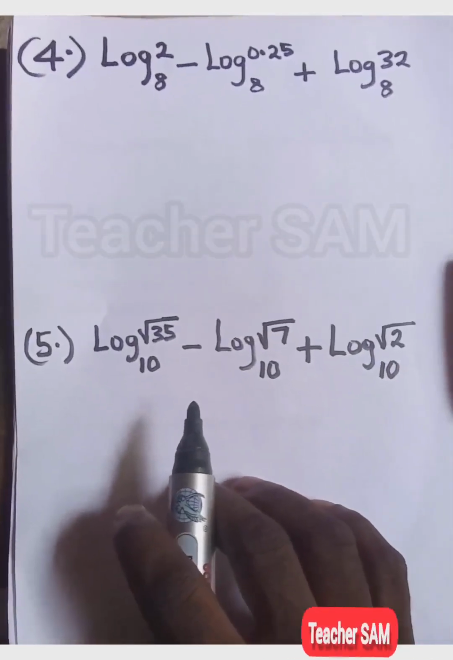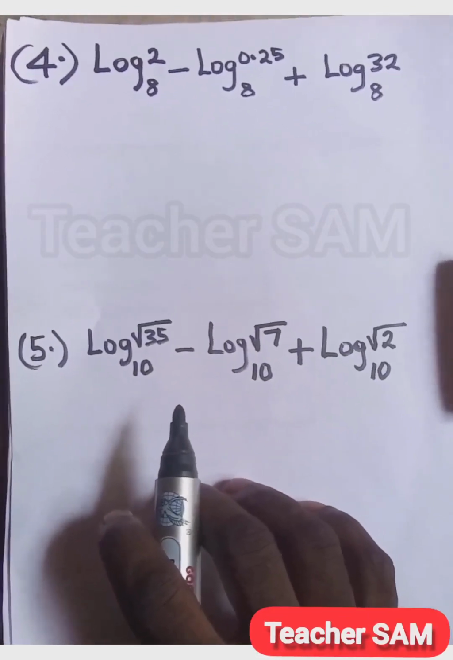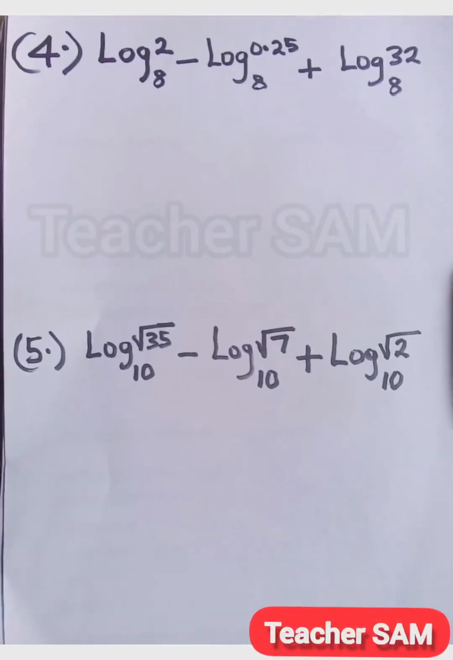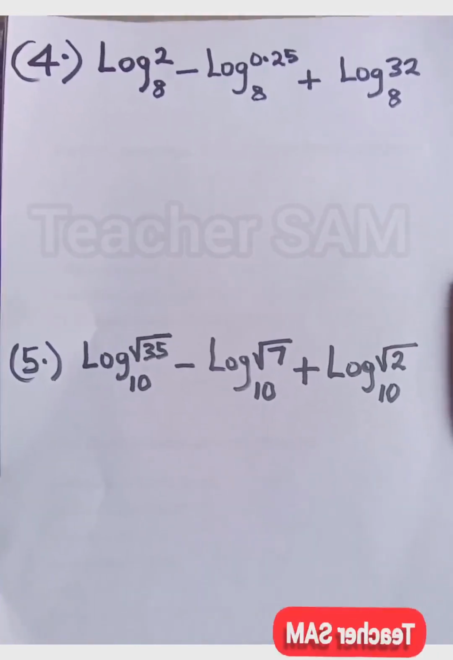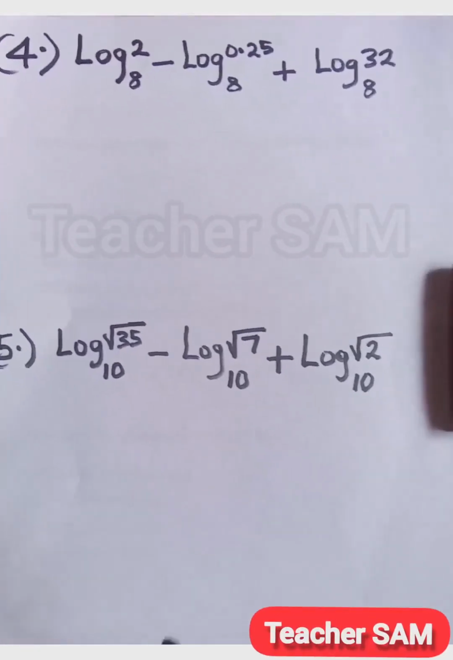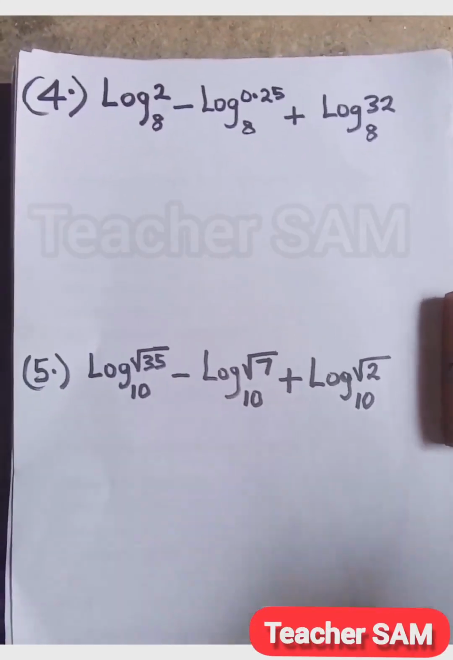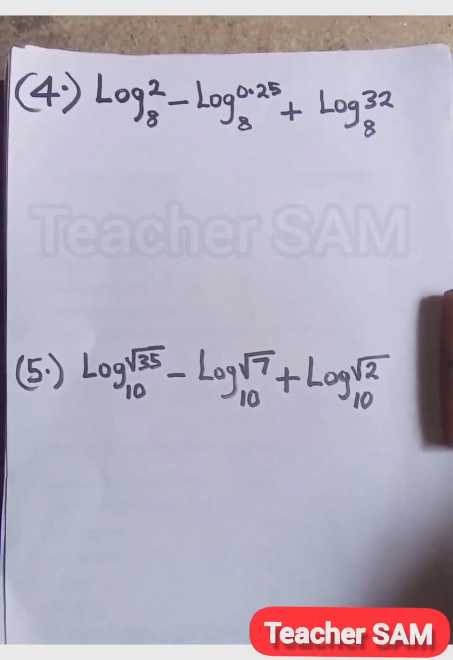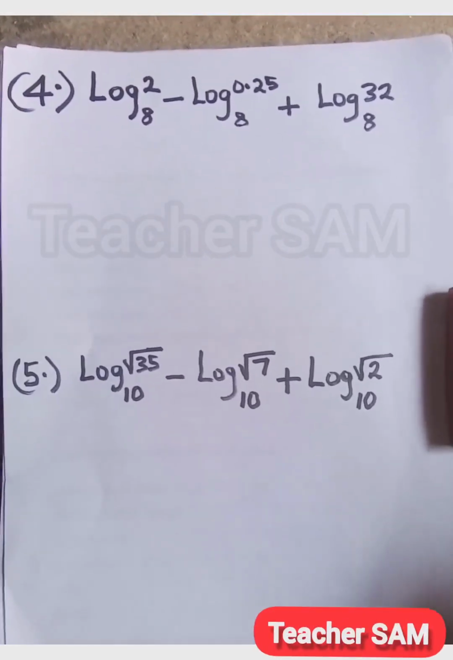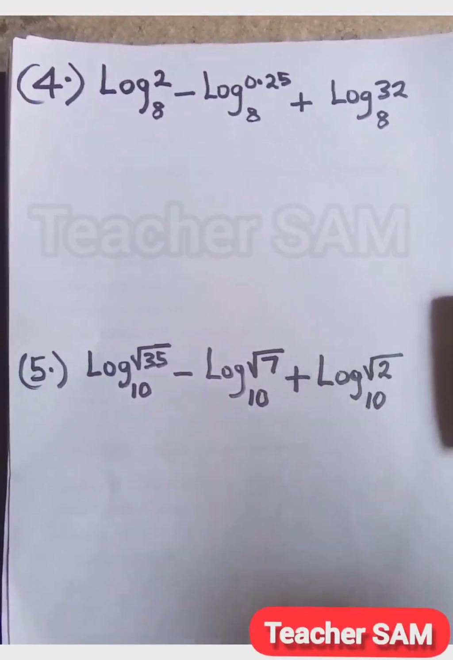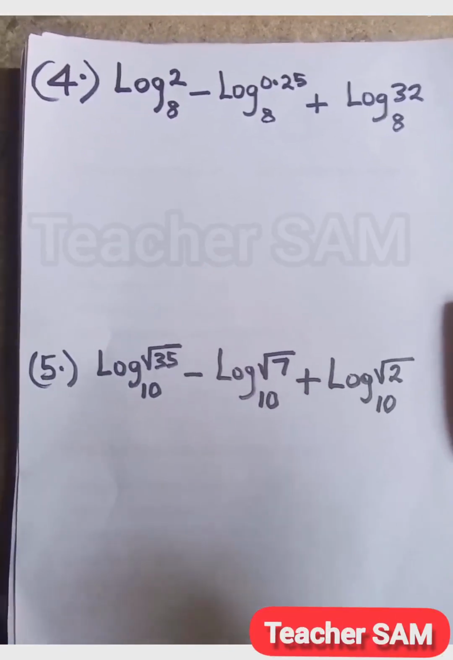So we have question 4: log 2 to base 8 minus log 0.25 to base 8 plus log 32 to base 8. So we're going to solve this. Now I decided to pick this question that has decimals. It looks scary at times to some students, so we are going to solve it together to show you that it's not as difficult as you think it is.